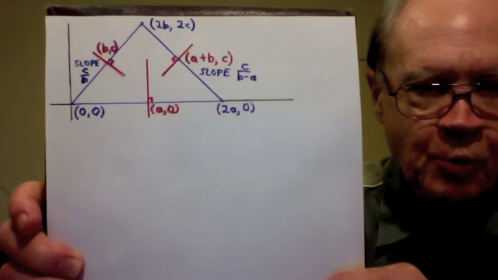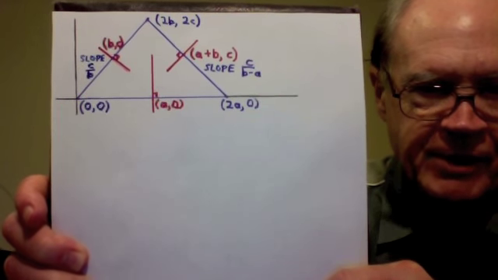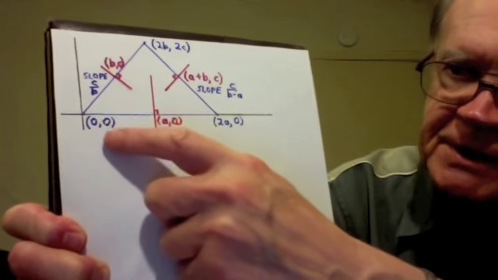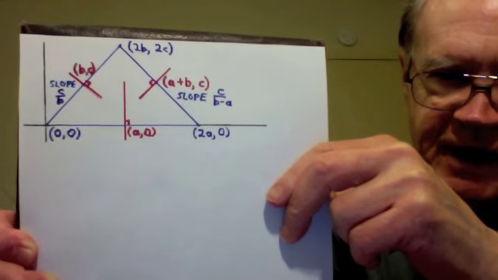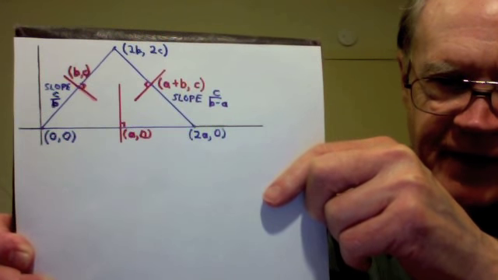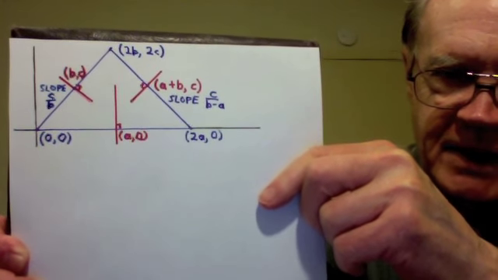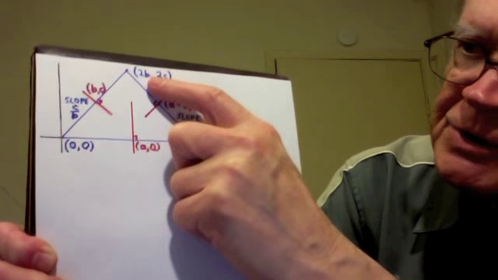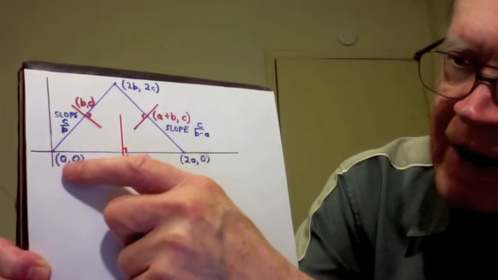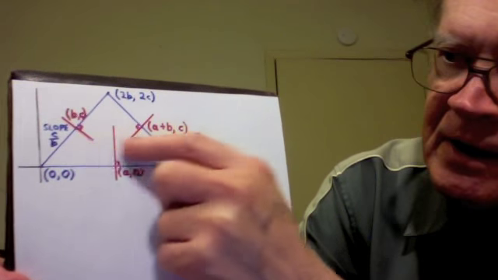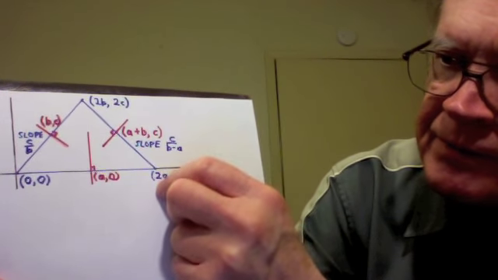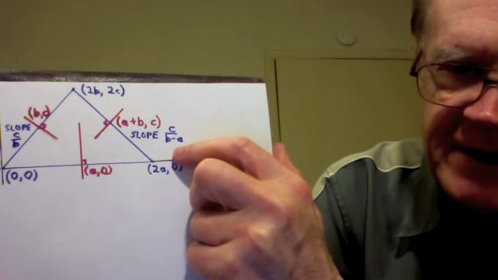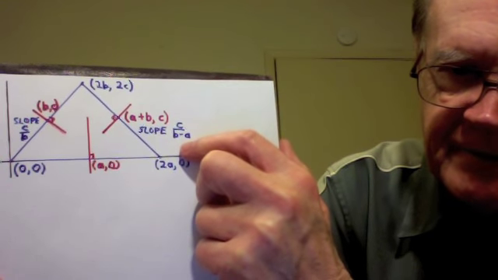Next, I need to get the slopes of the three sides of the triangle, particularly of the two slanted sides, the sides going up to that top vertex. The slope of the bottom, since it's horizontal, is 0. To get the slopes, I use the slope formula, which I gave in that original video. It's the difference of the y's over the difference of the x's. For this one, it's 2c over 2b, which simplifies, reduces to c over b. And for this one, it's 2c over 2b minus 2a, and that simplifies to c over b minus a.